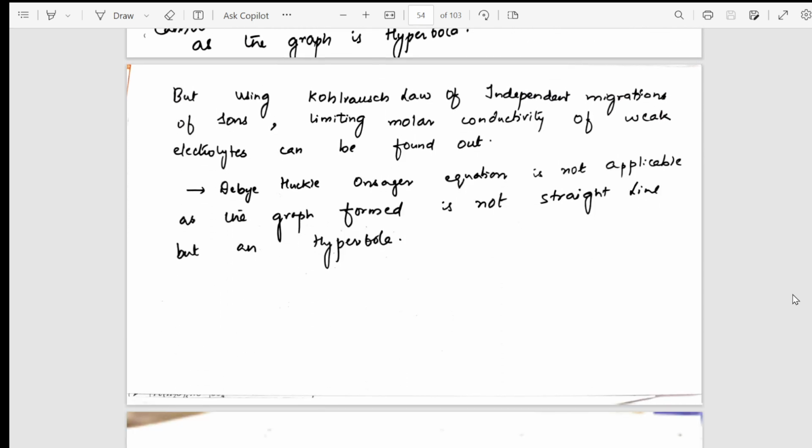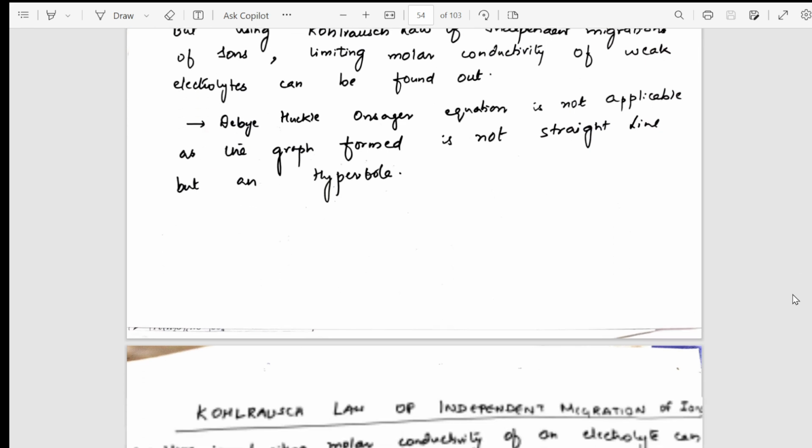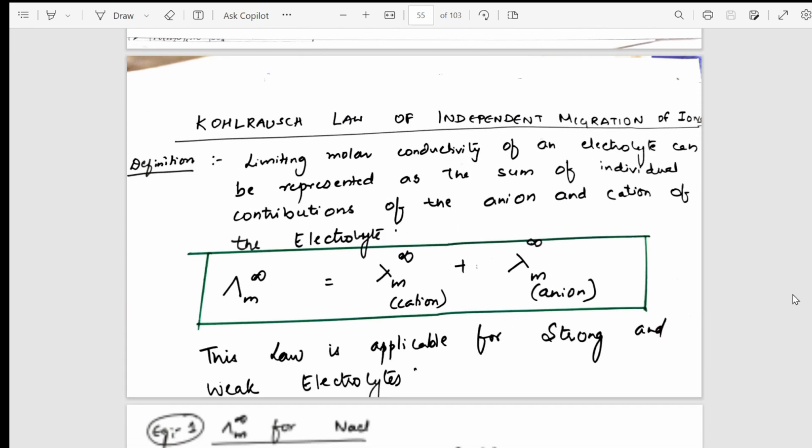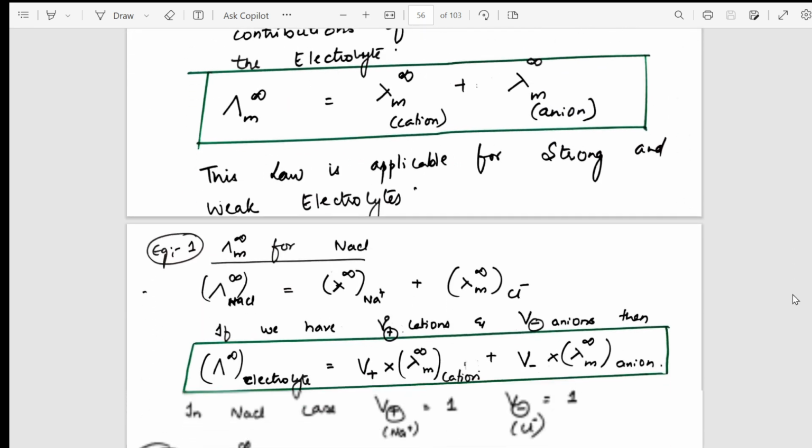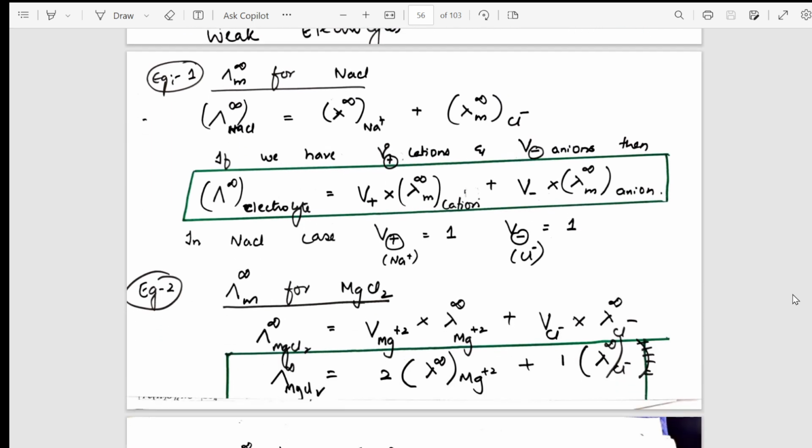Same concept of weak electrolytes. That's also done for Kohlrausch. Gradually, Kohlrausch law of independent migration. Numericals are very important. I have given you a lot of numericals in this. So what is meant by Kohlrausch law? Definition, formula, and everything.